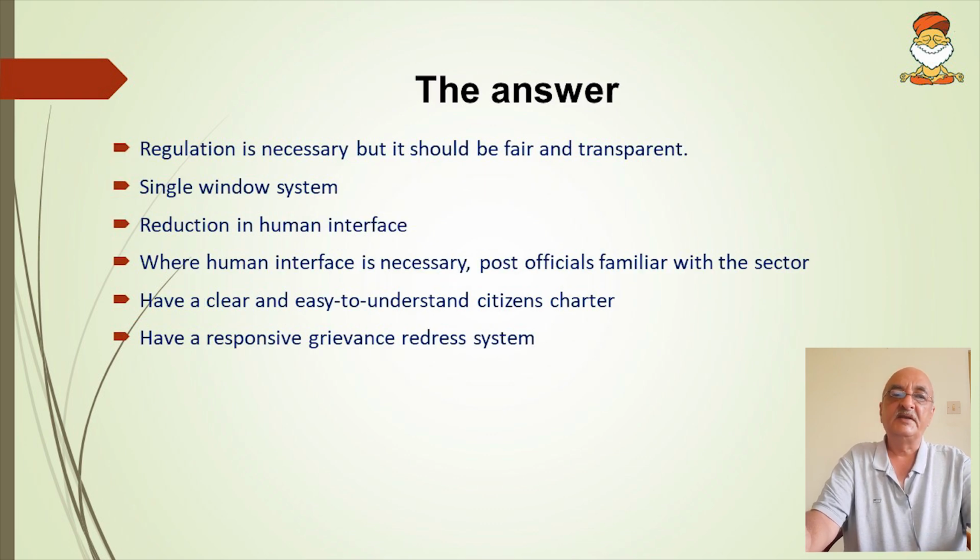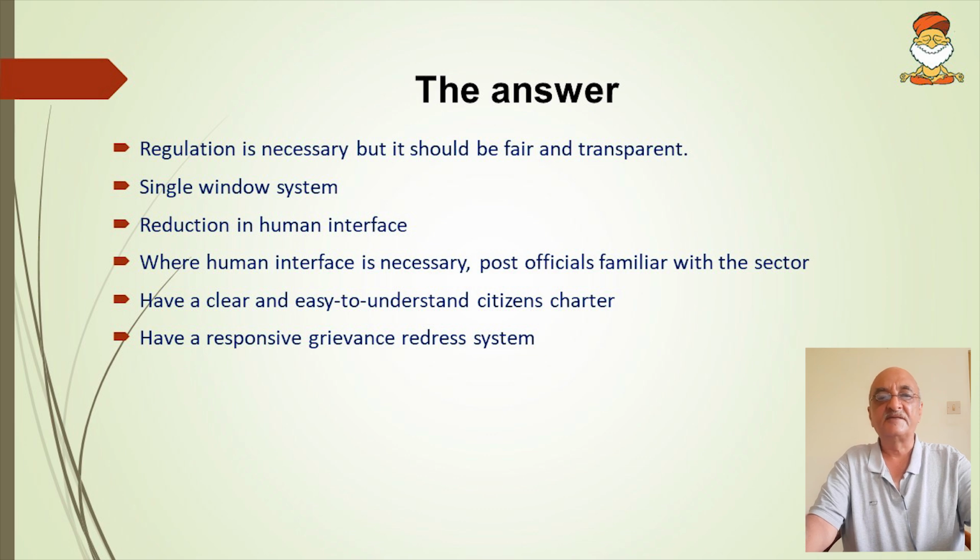My suggestions would be, obviously, I'll start by saying that regulation is necessary, but it should be fair and transparent. And then I will say, because there are issues of delays and corruption, because laws and rules and regulations are not clearly understood, because there are questions of bribes, I would recommend a single window system that anybody wanting to set up an NGO for any purpose whatsoever can just go to a single window and sort out everything that there is to be sorted out instead of running from one department to the other.